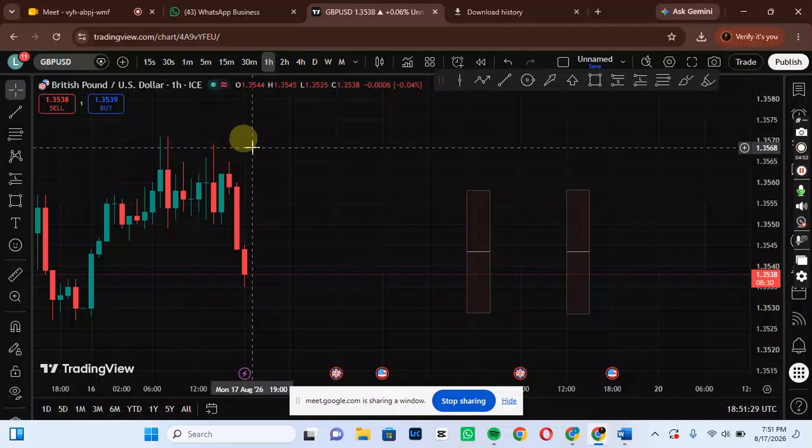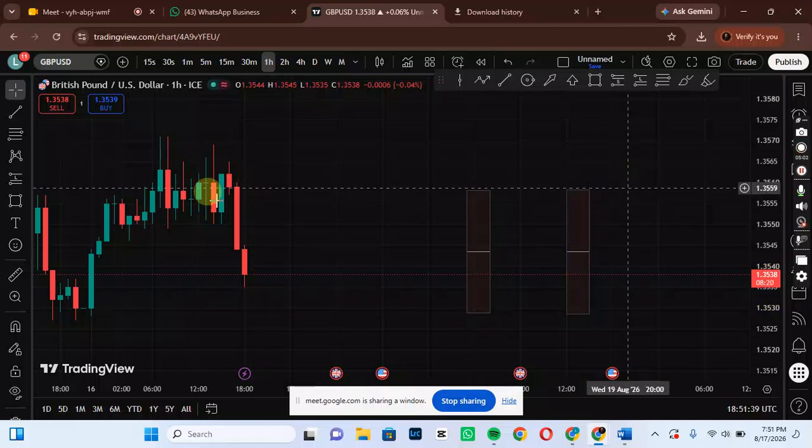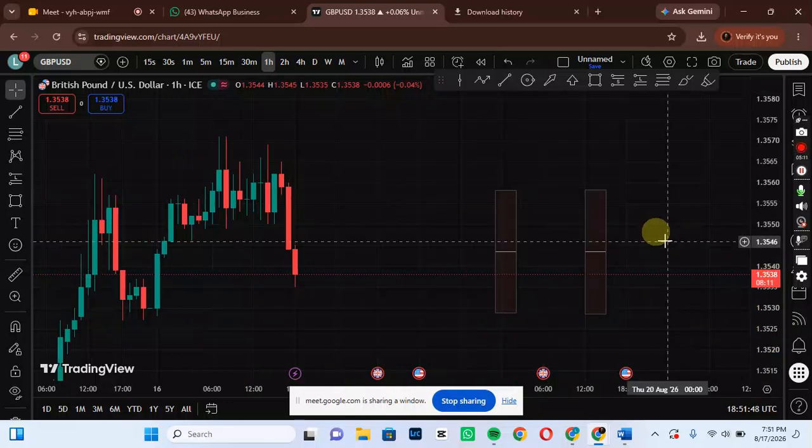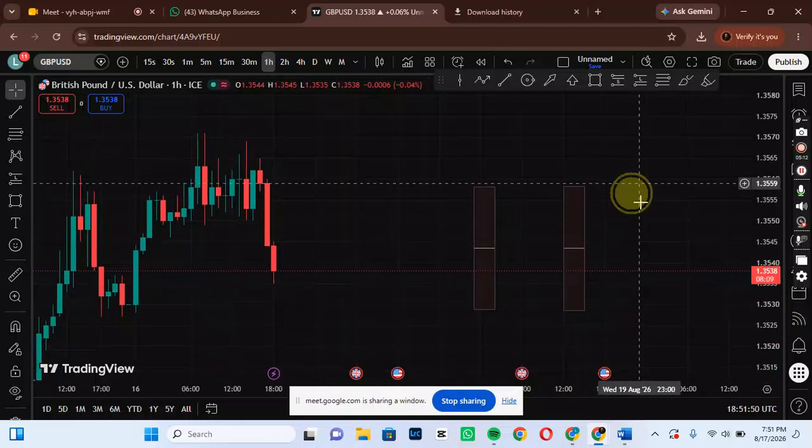Let's say this market was at this point 1.3568. This was where price of GBP USD was, and now price is dropping. As of now, currently price is at this 1.3538. So market has dropped initially at that point.